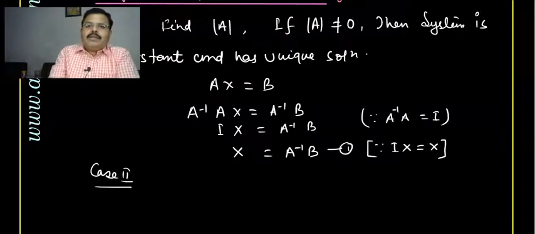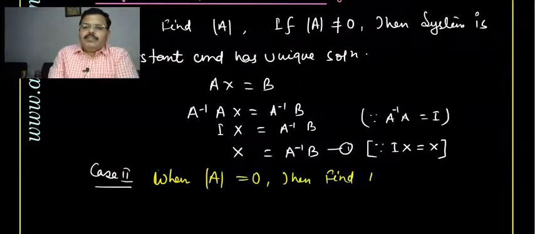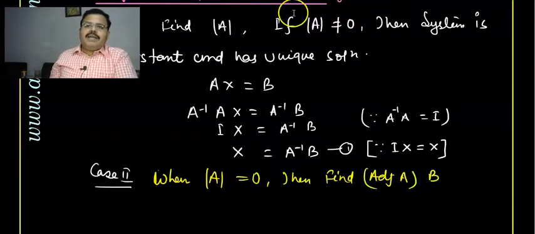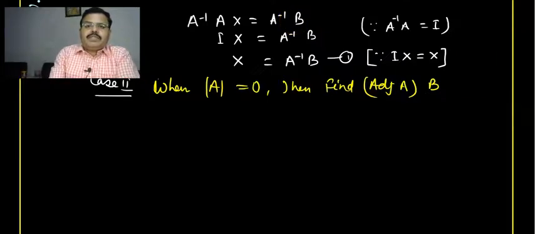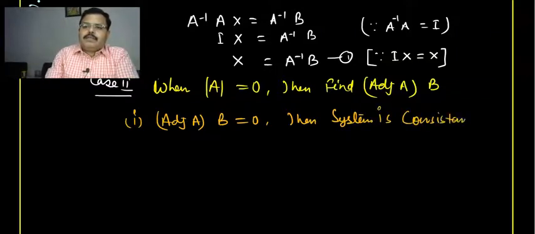But case 2, what is case 2? Case 2 is: find the determinant of A, and when the determinant of A is not equal to 0, then find adjoint of A into B. If you find adjoint of A into B, there would be two situations. In one, if adjoint of A into B is equal to 0, then the system is consistent.